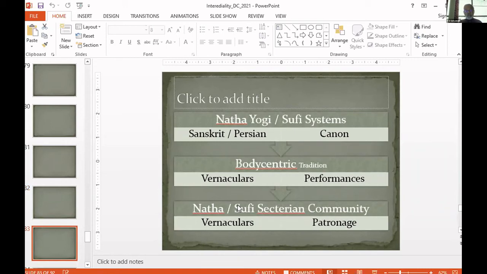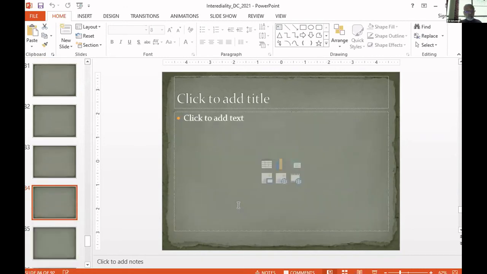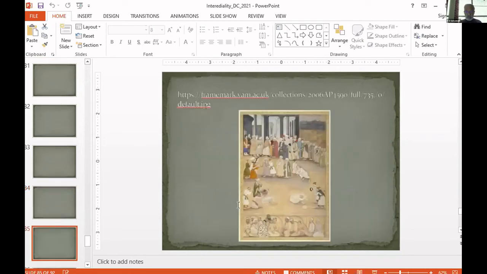Natha Yogi or Sufi systems use Sanskrit and Persian, writing the canon or relatively less canonical communication. You have the body-centric traditions using vernacular and performativity and transmitting these ideas. And a Natha Sufi sectarian community which supports them by supporting the vernacular performances and giving patronage to the Natha Yogi community. The figure that I have used here is exactly the same thing. That is, here is a system of Kshetra or the Dargah, Mela, and here is the group of sectarians, and that gets here, and then here is the performative tradition.